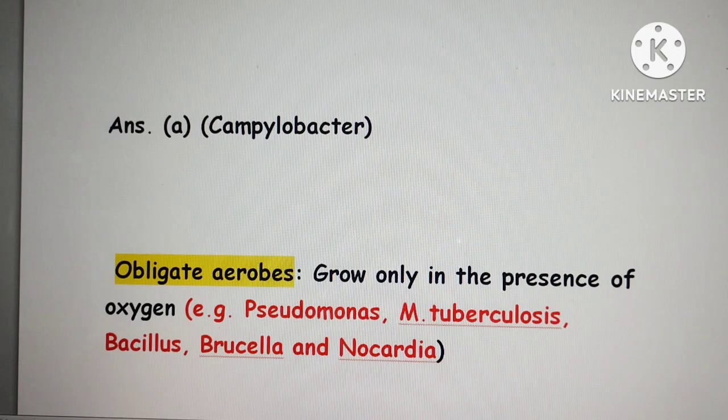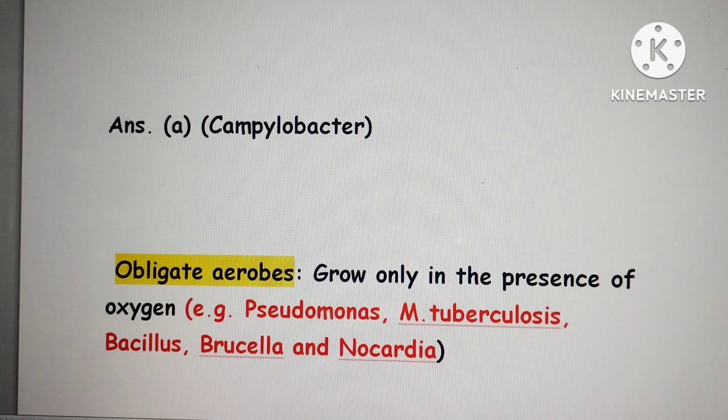First, the obligate aerobe. As the name implies, they grow only in the presence of oxygen. Always remember, if the term given is obligate, it means strict. O for O, only oxygen, it will be growing. If it is an obligate anaerobe, it does not require oxygen. So obligate aerobe means it requires aerobic conditions, that is oxygen, for its growth.